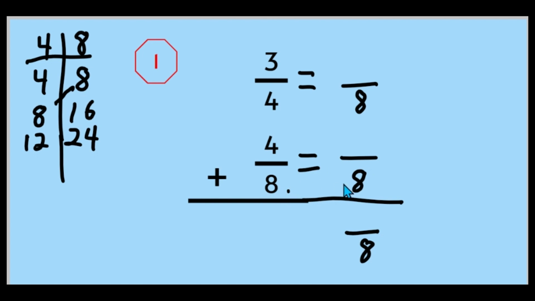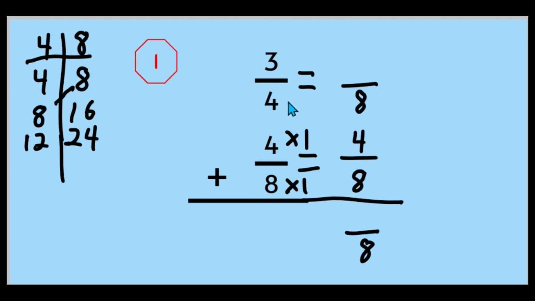All right, so how do I go from 8 to 8? I multiply 8 times 1. 8 times 1 is 8. What I do to the bottom, I do to the top. 4 times 1 equals 4.